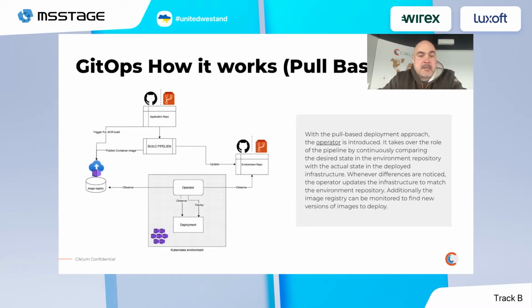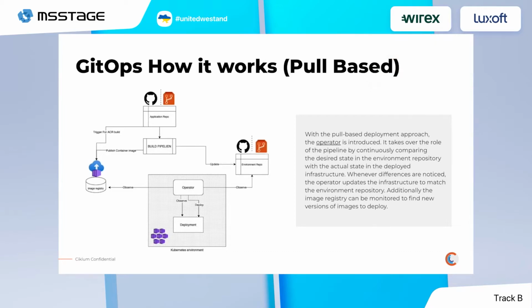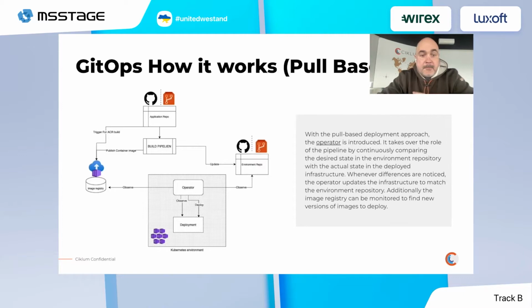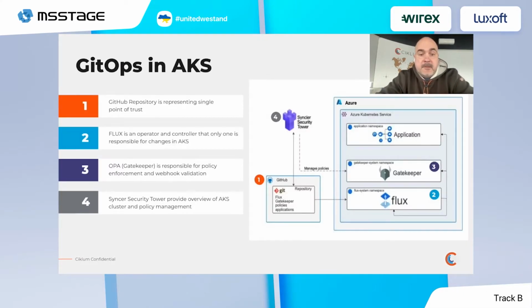It continuously compares the desired state in the environment repository with the actual state in the deployed infrastructure. Whenever differences are noticed, the operator updates the infrastructure to match the environment repository. Additionally, the image registry can be monitored to find new versions of images to deploy. So, the main and important difference of this approach is how it adds changes to the repository.